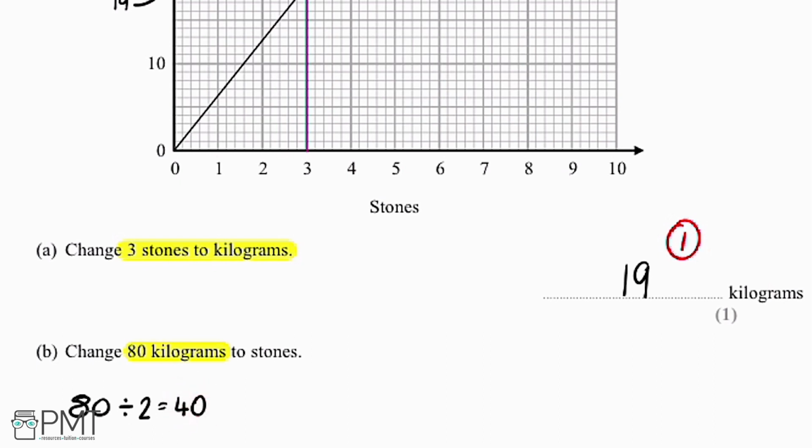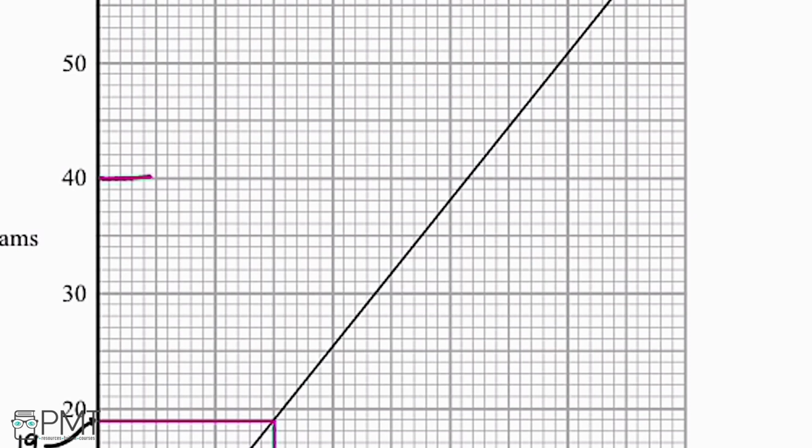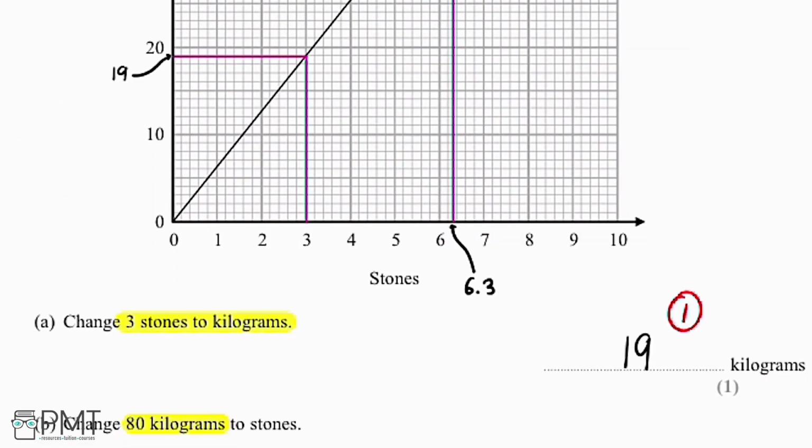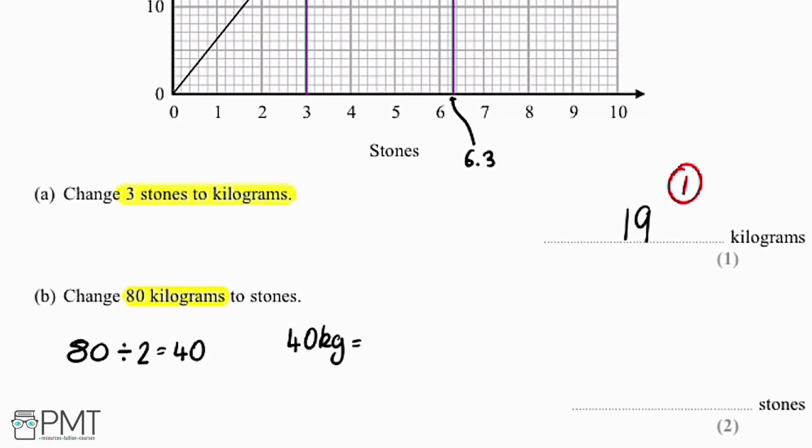So I'm going to go up to 40 here and draw a line, the same as we did before. And now I'm going to draw one down and read off how many stone that is. And if we have a look at our scale, we're going between 6 here and 7 here. So I think each square represents 0.2, because we've got 6.2, 6.4, 6.6, 6.8, 7. So here we're in between this line and this line. So 6.2, 6.4, so this is 6.3. So we've got that 40 kilograms equals 6.3 stones.